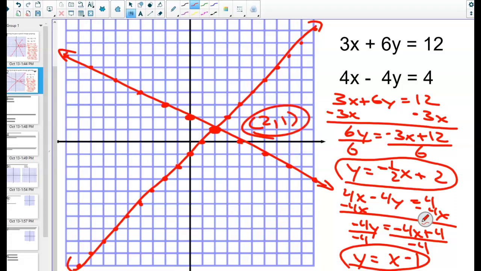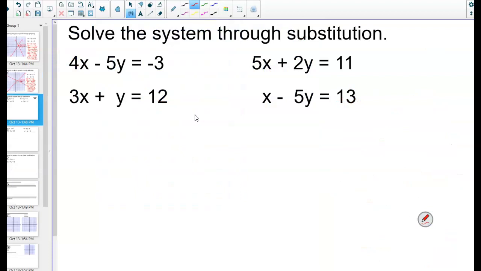If you want to check your work, 3 times 2 is 6, 6 times 1 is 6, 6 and 6 is 12. 4 times 2 is 8. 4 times 1 is 4. 8 minus 4 is 4. It works out.